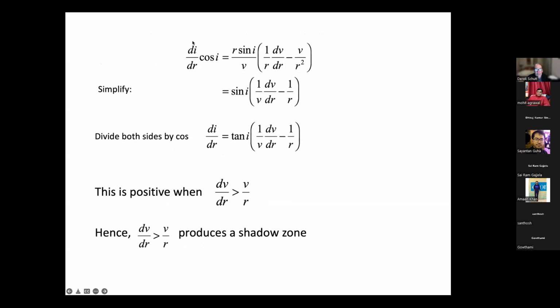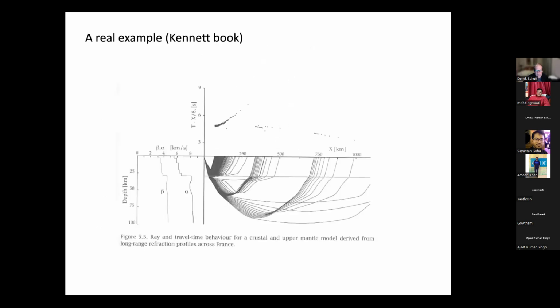So we have this relationship here, and we can simplify that by multiplying through by V, and we get sine of I times the quantity (1 over V dV/dr minus 1 over R). And if we divide through by the cosine, we get dI/dr equals tangent I times (1 over V dV/dr minus 1 over R). This will be positive when dV/dr is greater than V over R. And that means dI/dr will be positive, and therefore our rays will be directed downwards when dV/dr is greater than V over R. So that is our criteria for producing a shadow zone. Here's a real example. Here's a shadow zone, and here's a shadow zone. For instance, this one here is due to this low velocity feature right here.